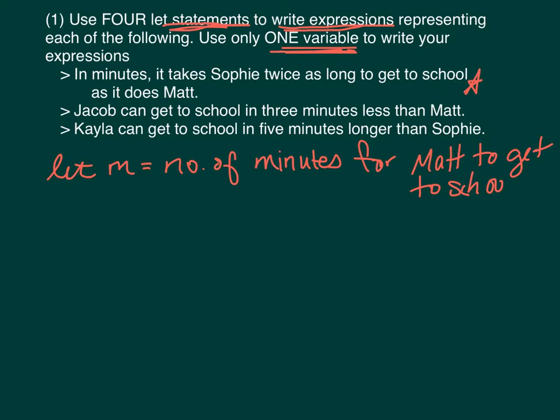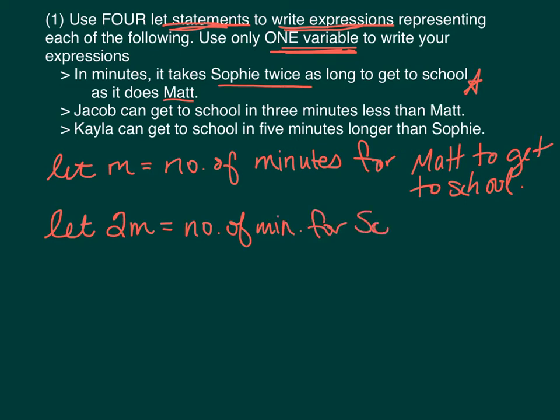And of course, the reason we knew that Matt was the first one we didn't know is because we knew that Sophie was twice that. So let, twice means to multiply by 2. I always do that by having my number and then the variable, 2m, not any of the other ways, and especially not M2. I have seen some people doing that. You don't want M2. That's like saying desks 2. You would say 2 desks. So here we are. Let 2m equal the number of minutes for Sophie to get to school.